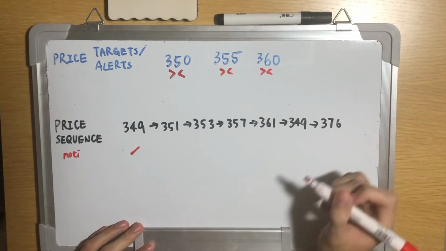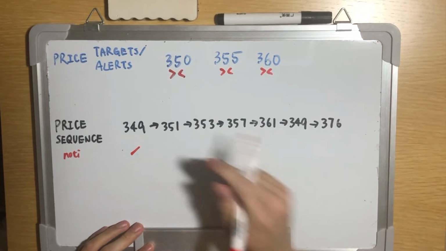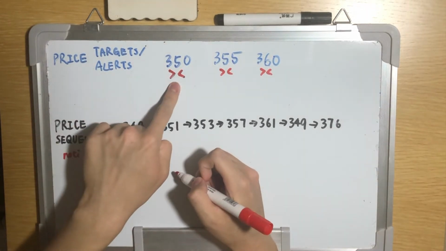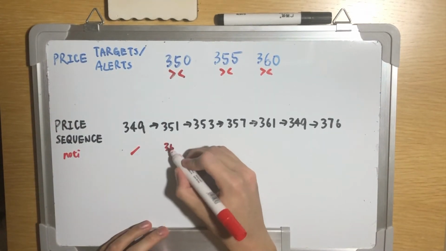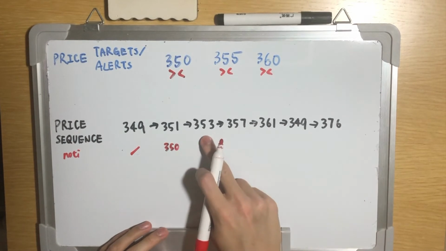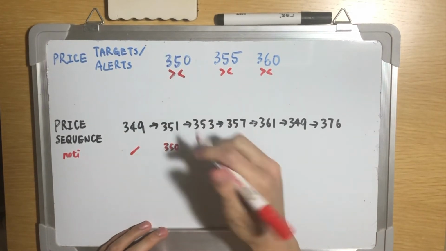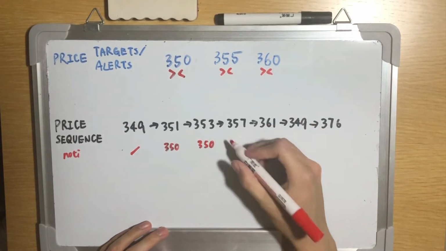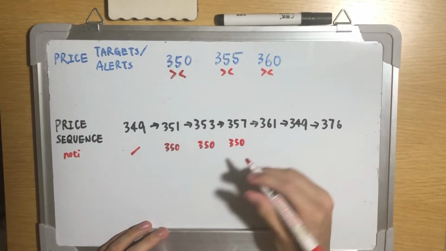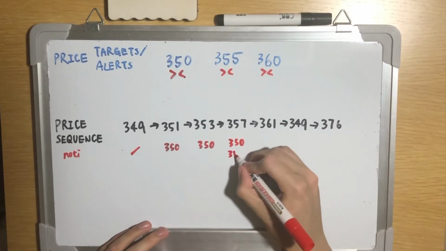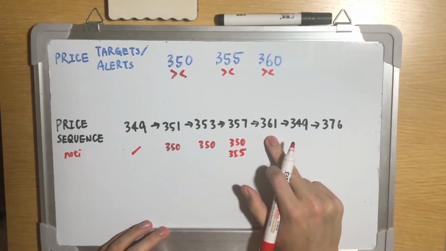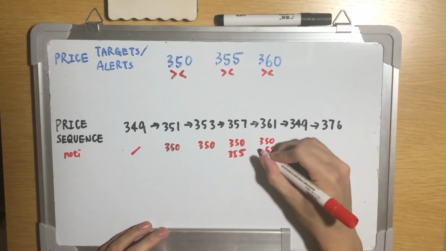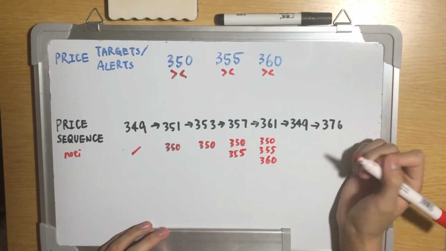And for this one, let's talk about this one later. So 351 passes the first price target, so it will send the price target for 350. 353 is larger than 350, so it sends 350 again. And 357 sends both 350 and also 355. And for 361, it sends 350, 355, and 360.